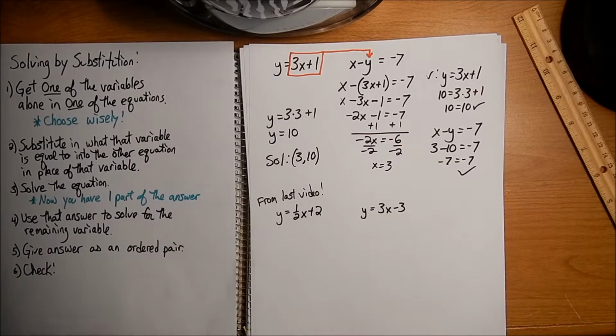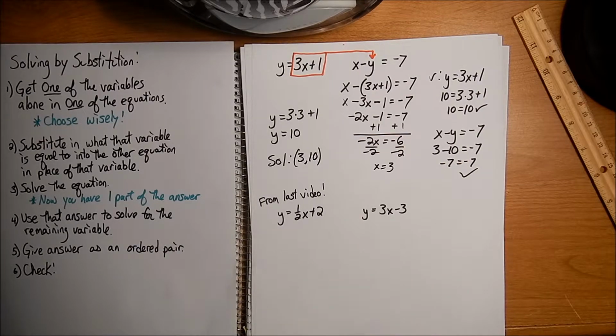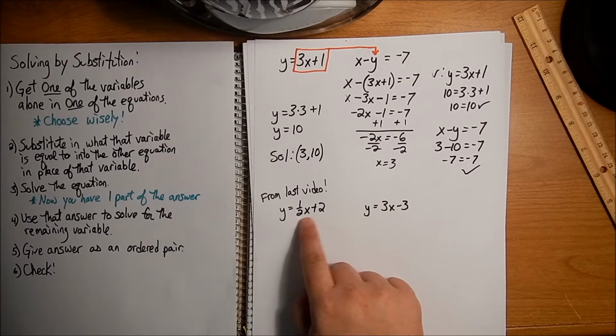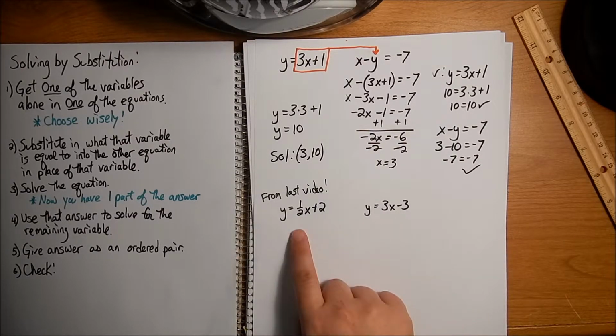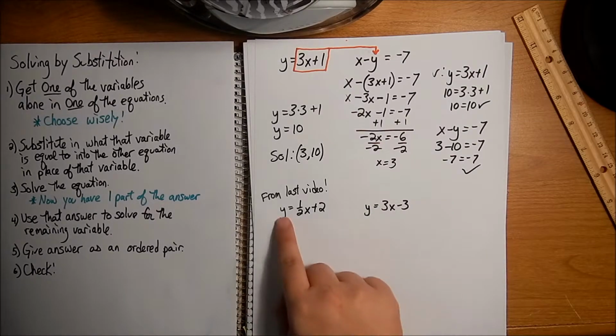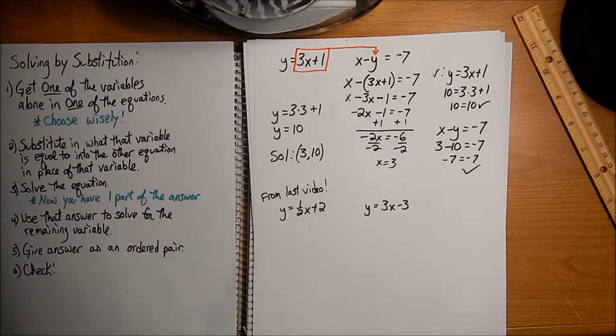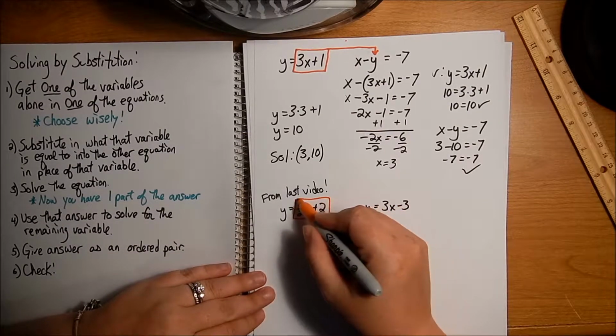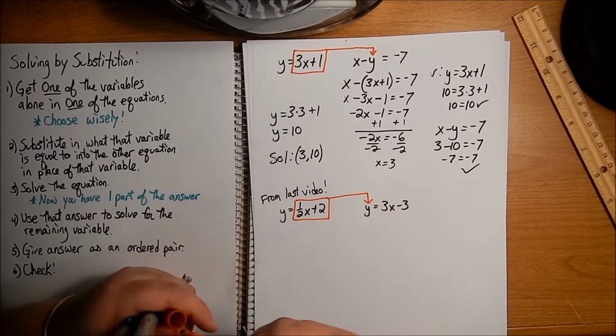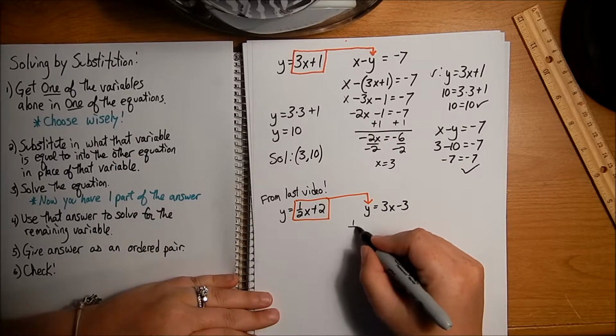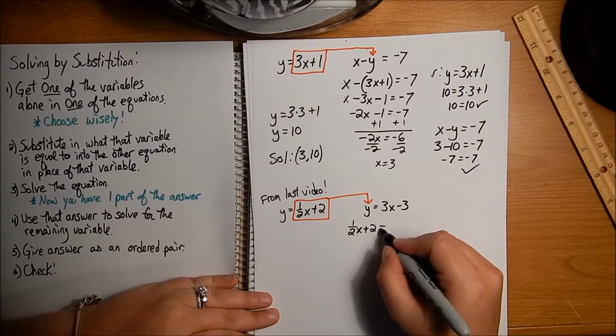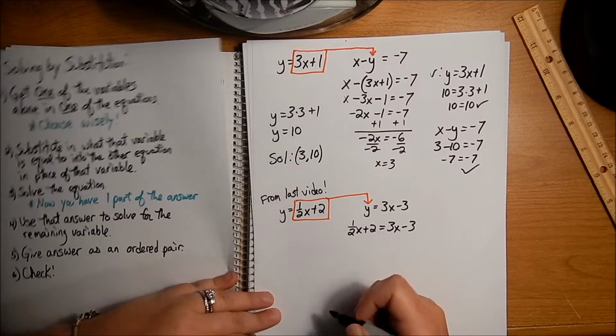Okay? So now I want to do, from the last video where we were solving by graphing, I want to solve the same problems and show you that we're going to get the same answer whether we solve by graphing or by substitution. So, here we have these two. I want to get one of the variables alone in one of the equations. They're both by themselves, so it doesn't matter which one I pick. Let's take this, and I'm going to plug it in for the y right there. So I'm going to write 1/2 x plus 2 equals 3x minus 3.